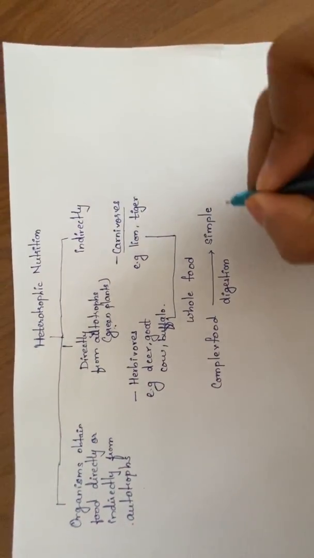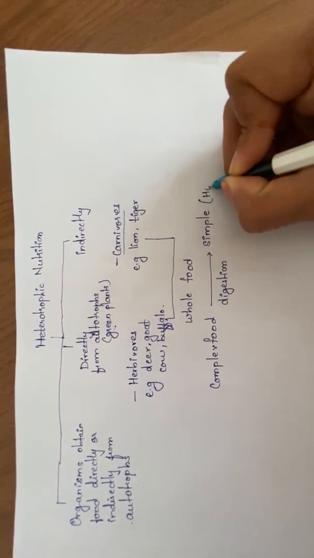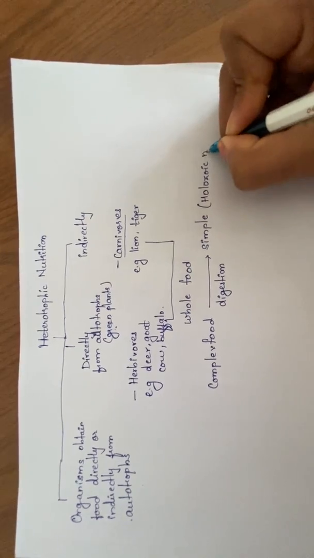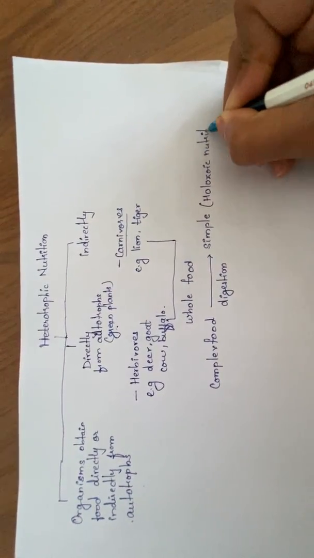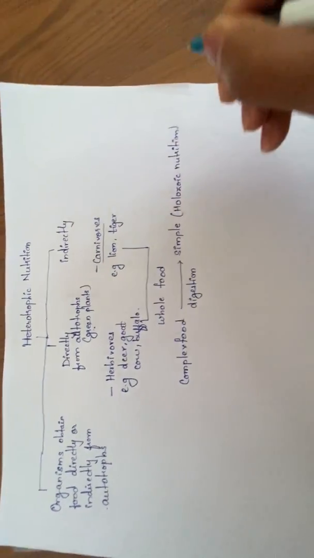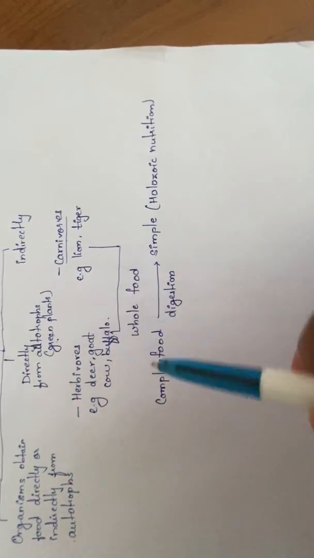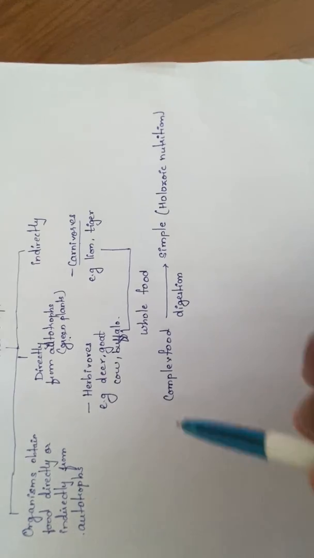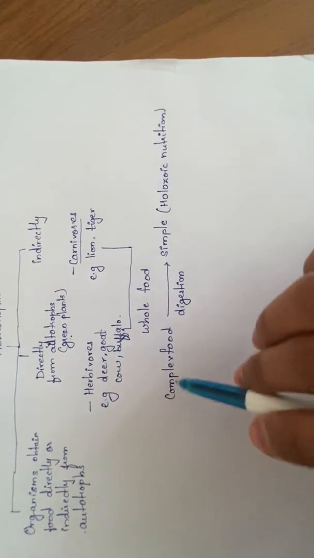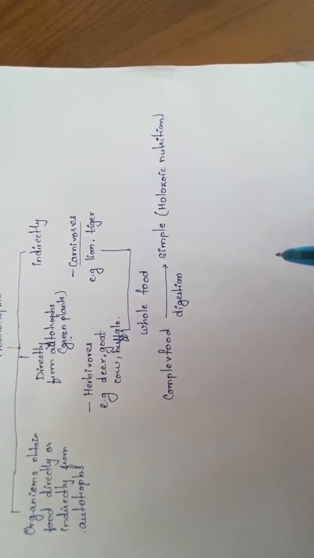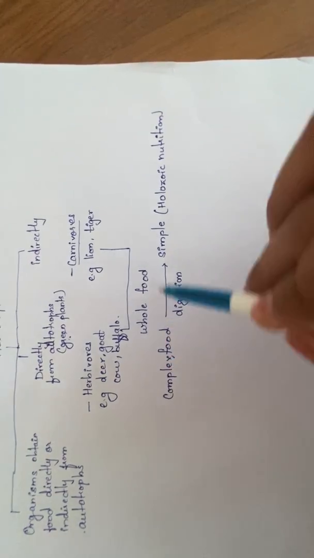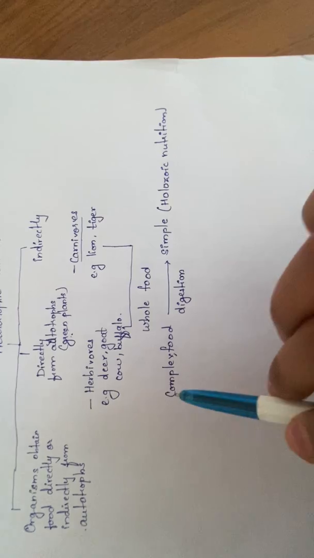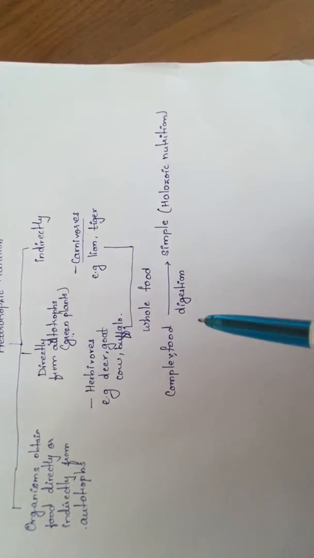Therefore, such type of nutrition is called holozoic nutrition. What is the meaning of holozoic nutrition? Holozoic nutrition means organisms obtain whole food. They consume whole food in the complex form, and then inside the body of the organism they convert this complex food into simple products, simple nutrients. This is called holozoic nutrition.